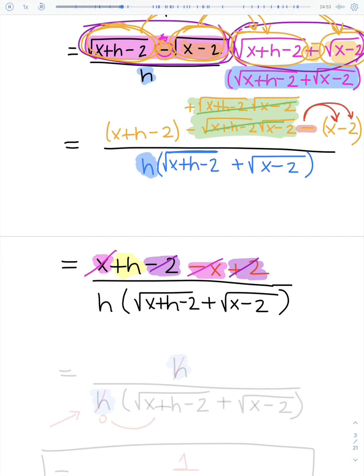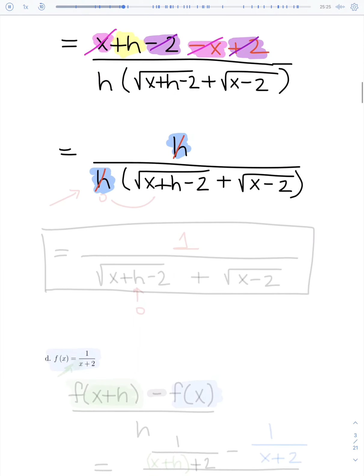So let's rewrite what we have left. We've got the h on top. We've got the h on the bottom, times the square root of x plus h minus 2 plus the square root of x minus 2. Well, notice my problem is hopefully going to go away now, because I've got an h on top and an h on the bottom that are both alone, so I can cancel those out now. So the h's will cancel out. That does leave me with a messy denominator, but it's not too bad. It leaves me with the square root of x plus h minus 2 plus a square root of x minus 2.